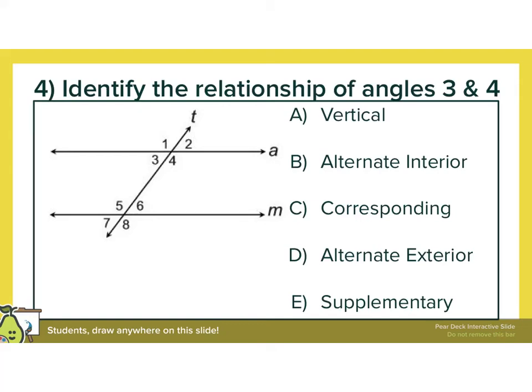All right, this time we're looking at angles 3 and 4. Angles 3 and 4. So 3, 4, okay? They're not opposite each other, so they're not vertical. They are on different sides of the transversal, so maybe they're alternate something.